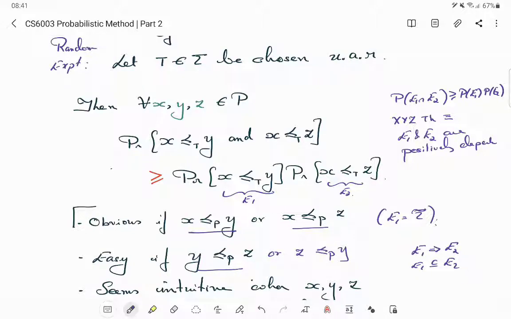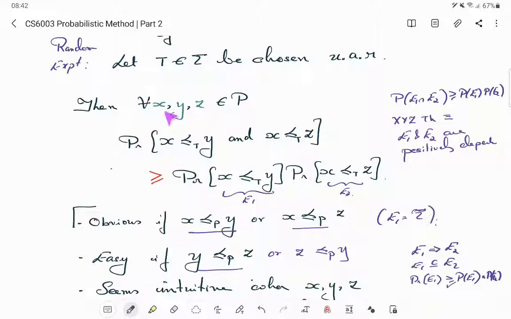So this E1 intersection E2 hence is just the smaller one, which is E1, and here it is saying probability of E1 times another probability. So this is just saying that probability of E1 is greater than or equal to probability of E1 times another probability. Since this is a probability, this is also easy to verify. So there is nothing non-trivial about this statement.